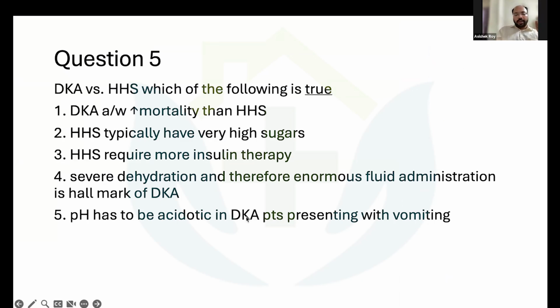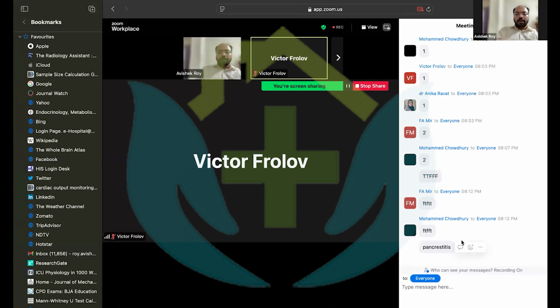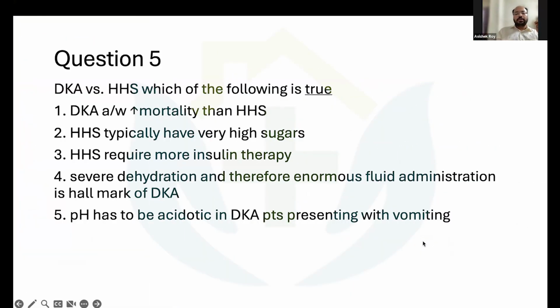So DKA patients can have a combination of multiple... no, pancreatitis is an underlying factor. I am asking in terms of, it's my fault, I am asking in terms of blood gas analysis. So you can have a triple disorder.